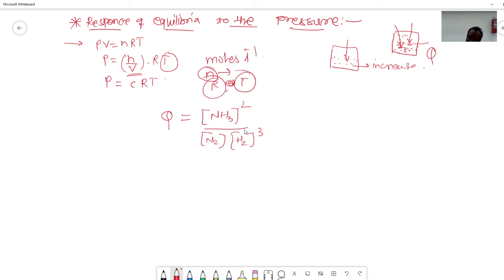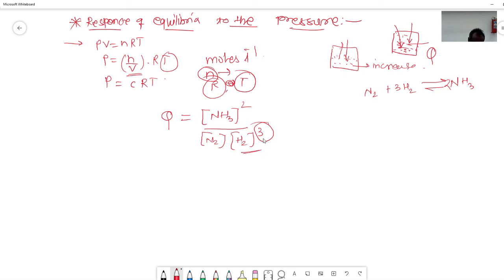Pressure increase, partial pressure of all species increases. If you increase the pressure, the partial pressure of all species will increase. Here, the denominator term, the concentration term, has the exponent value 3, right? If the partial pressure increases, this value will change tremendously, because at the same time the ammonia, hydrogen, and nitrogen gases' pressures also increase. Pressure increases, partial pressure increases, right?